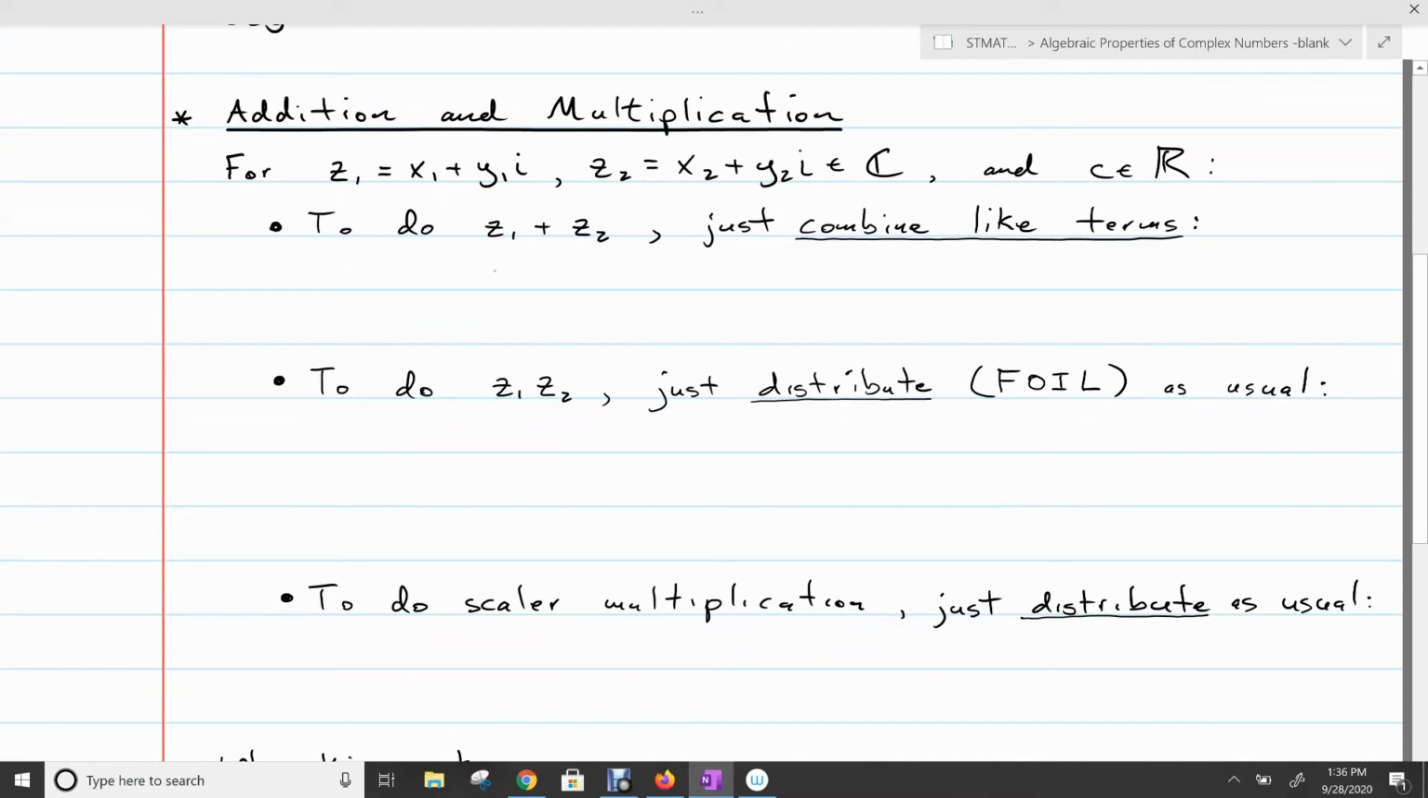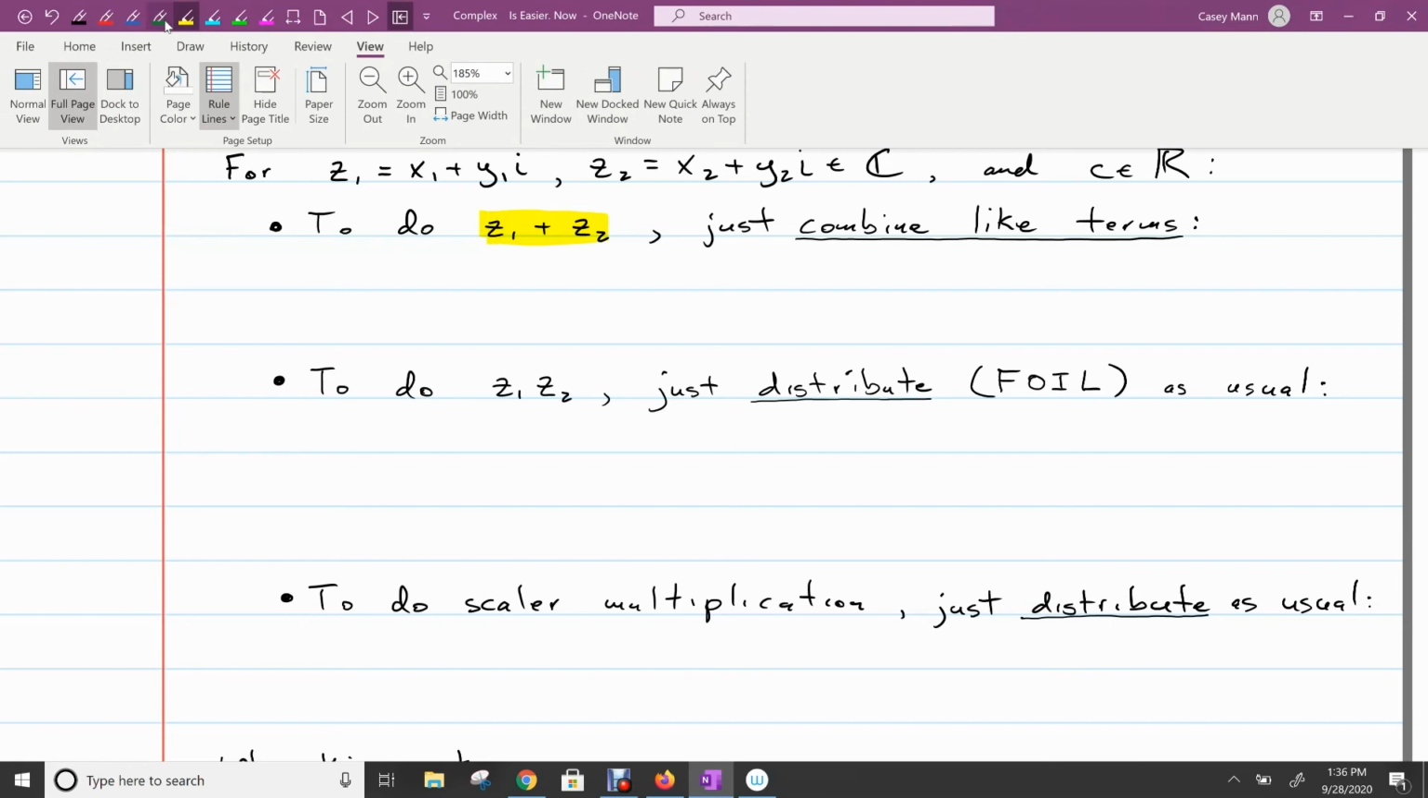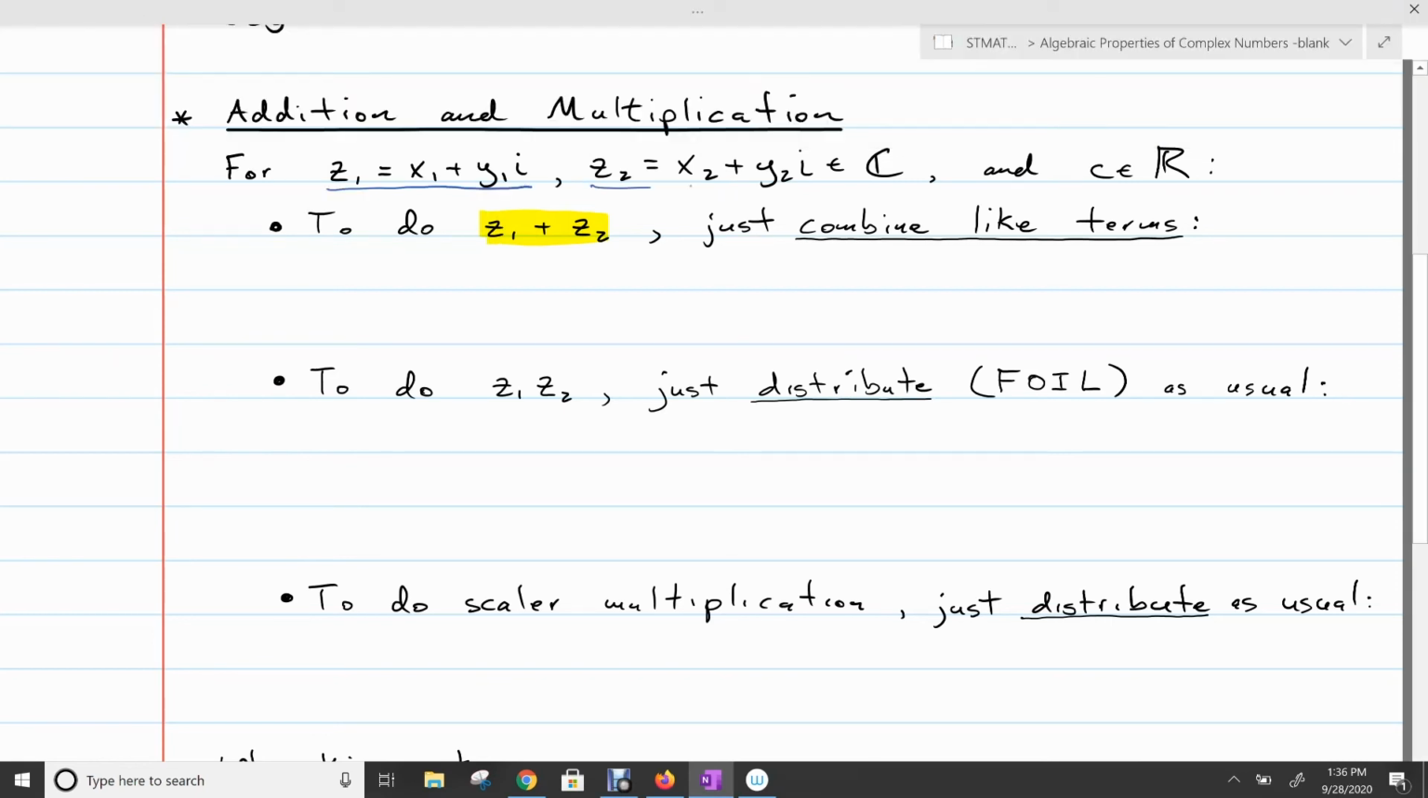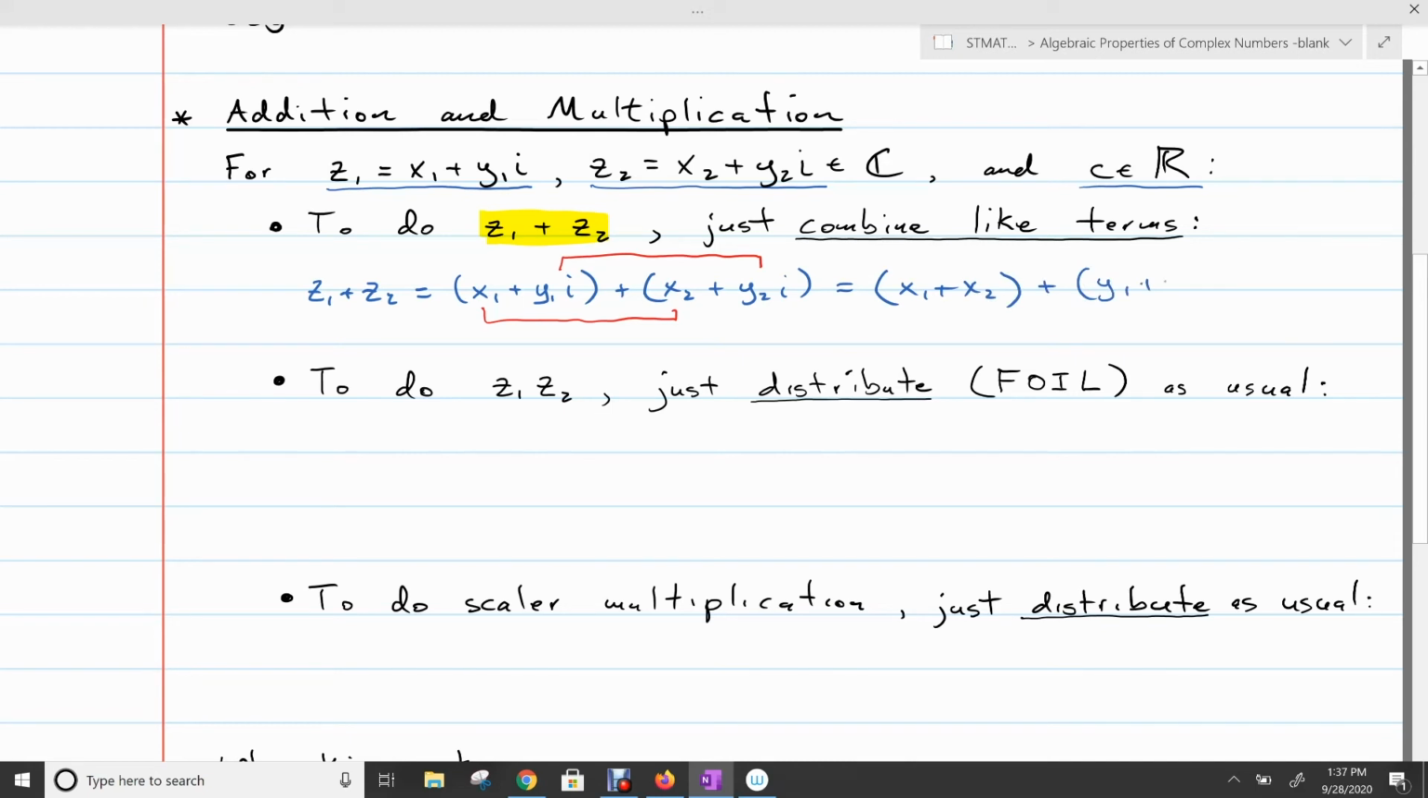So for example, if I want to do the sum of z1 and z2, where z1 and z2 are defined as x1 plus y1 times i, and x2 plus y2 times i. And of course, we're going to take c here to be just a real number as a scalar. To do that sum, z1 plus z2, I'm just going to combine like terms, right? Just like we did back in the past. So this would be x1 plus y1i plus x2 plus y2i. So I'm going to combine the real parts, and I'm going to combine the imaginary parts, which will give you x1 plus x2 for the real part, and then you'd get y1 plus y2 as the imaginary part.